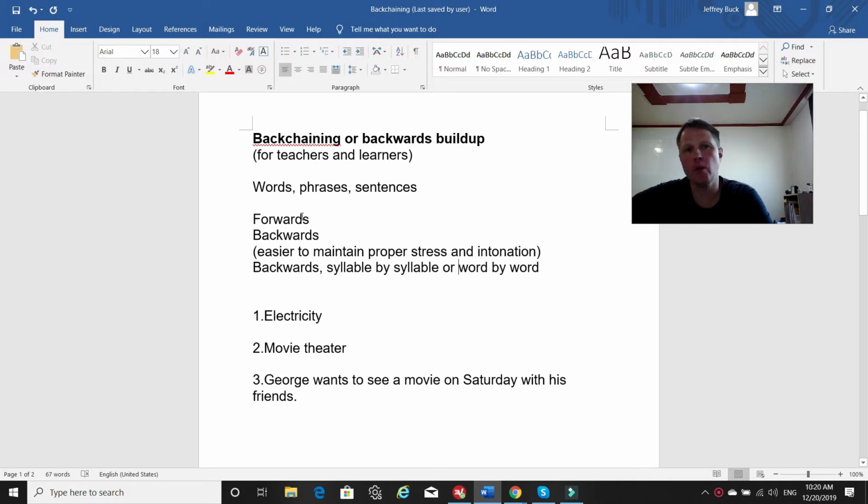So normally when we work on pronunciation, we practice the words, phrases, or sentences going forward. So number one, we would just say electricity, electricity. Two, movie theater, movie theater. And three, George wants to see a movie on Saturday with his friends. And we can break it down.